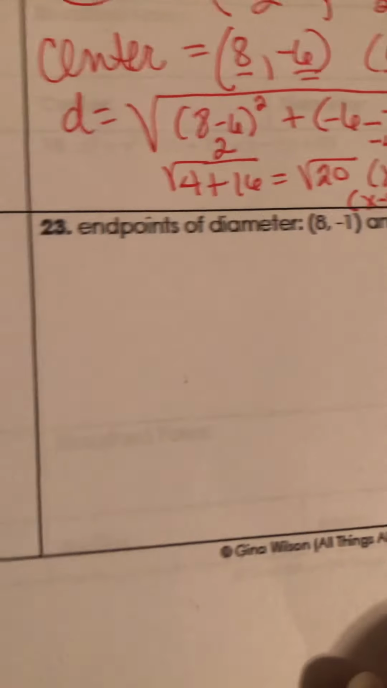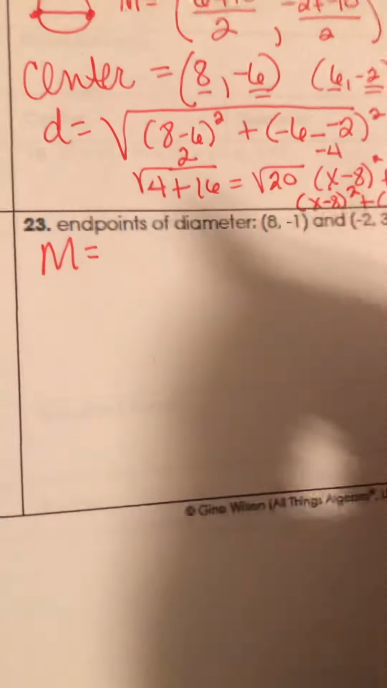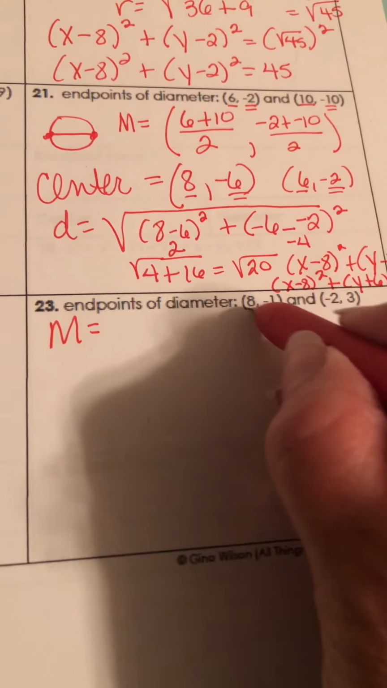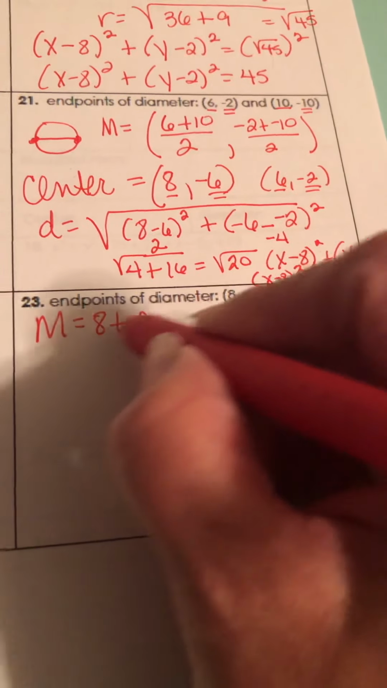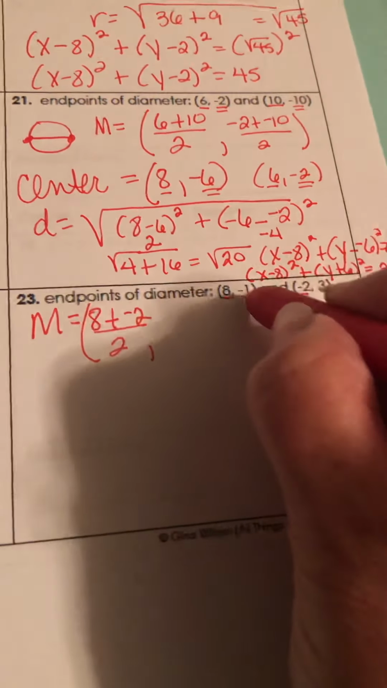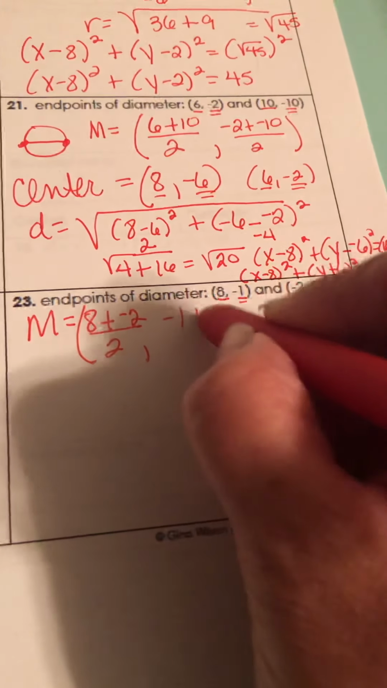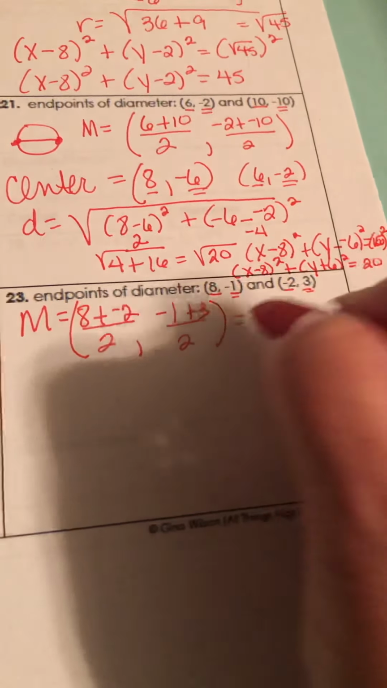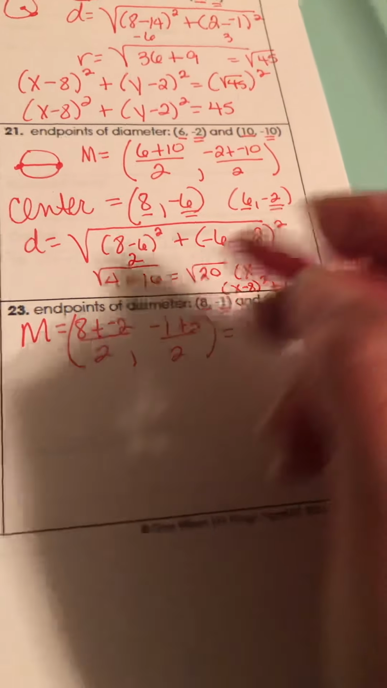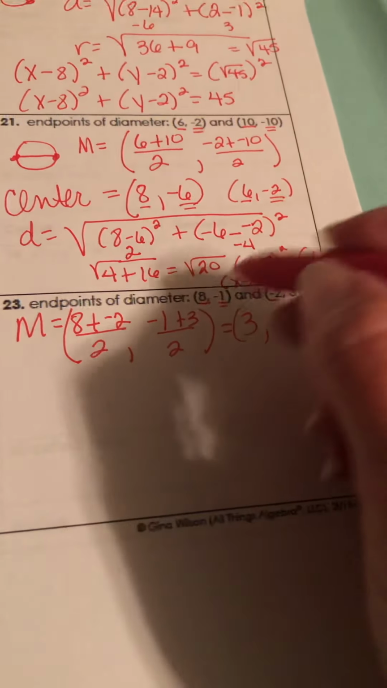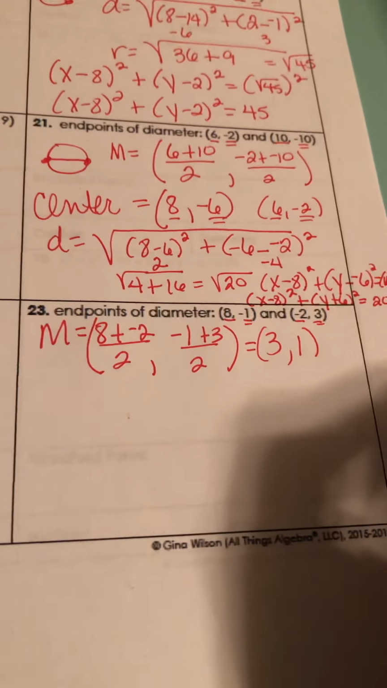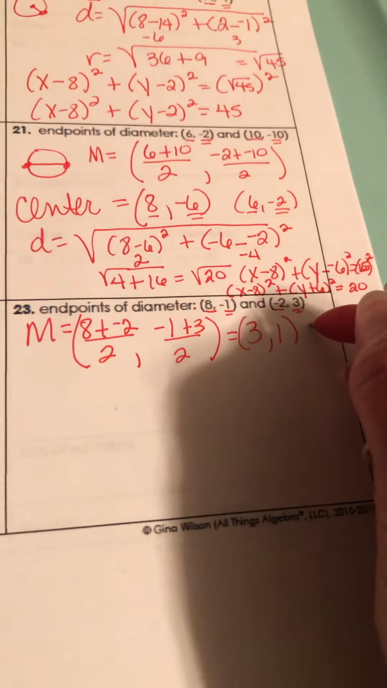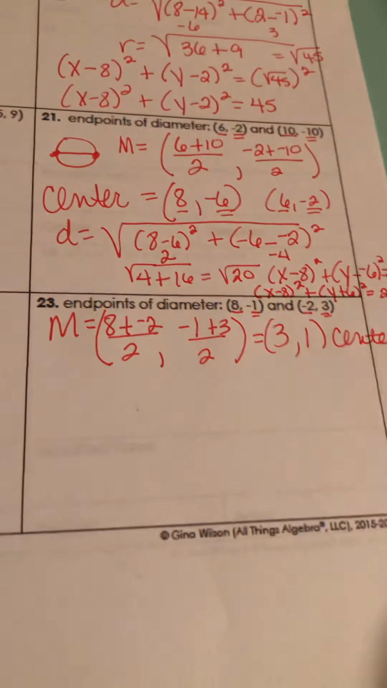Now number 23, once again, we have the endpoints of the diameter. So the first thing that I'm going to do is I'm going to use the midpoint formula. So my x's are 8 and negative 2. So we're going to add those together. 8 plus negative 2 divided by 2. Now do the same thing with your y's. Negative 1 plus 3 divided by 2. 8 plus negative 2 is 6, and 6 divided by 2 is 3. Negative 1 plus 3 is 2. 2 divided by 2 is 1. So my midpoint is at 3 and 1. That's the center of my circle.